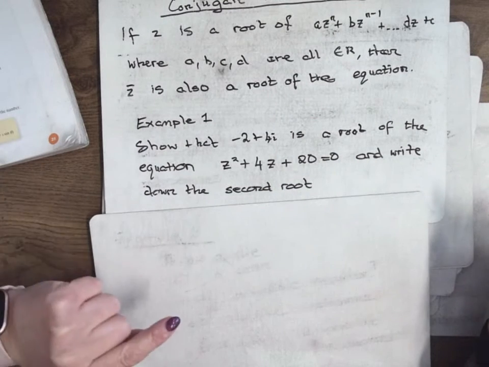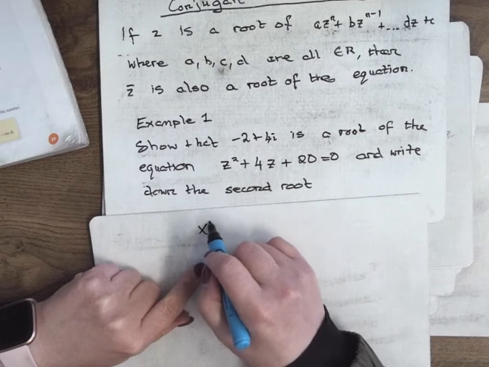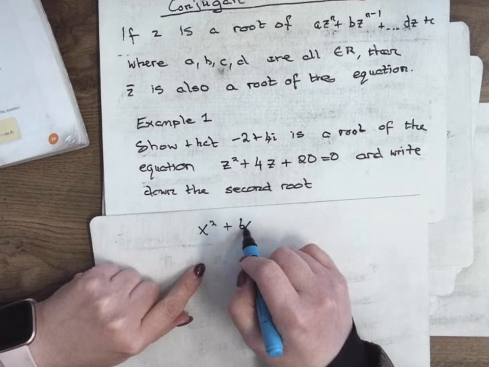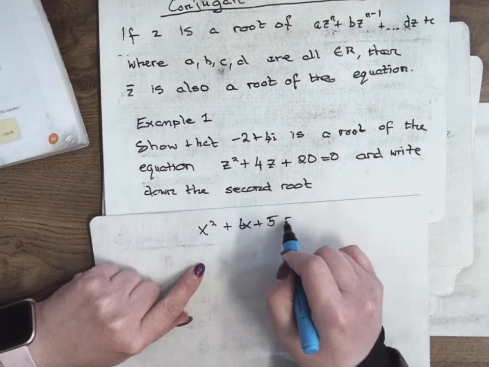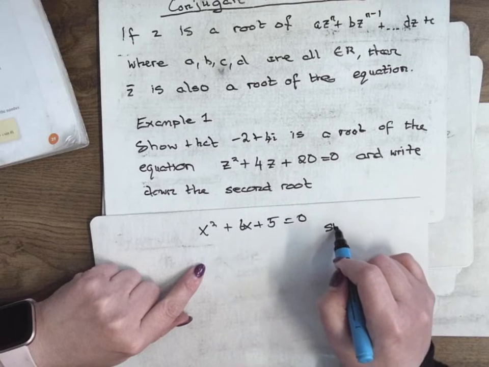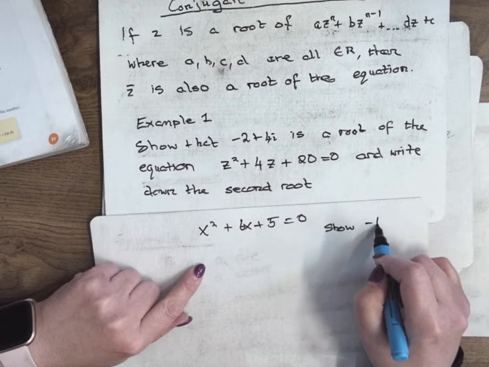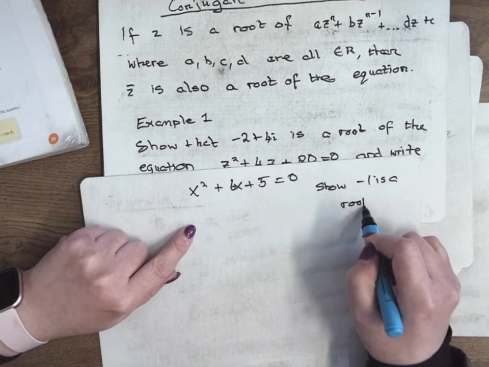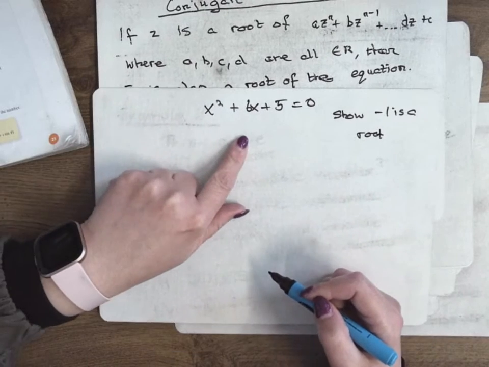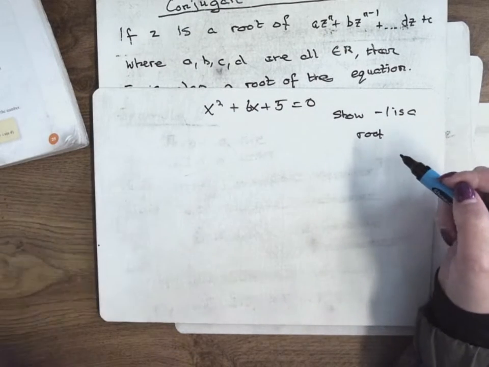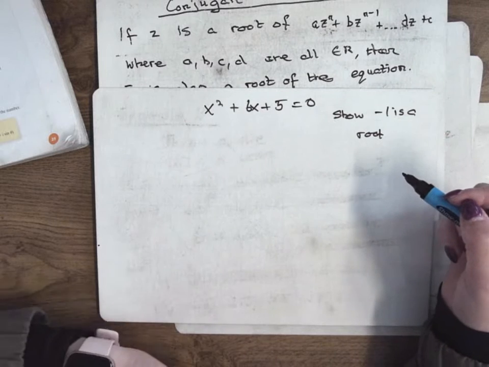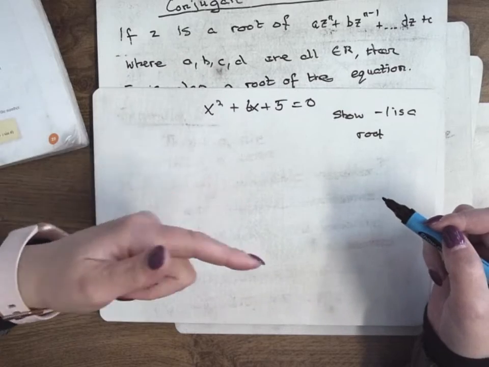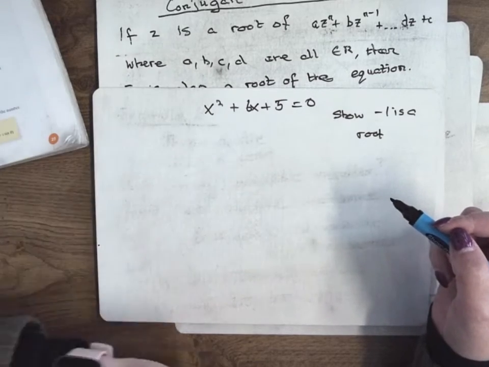Okay, so if I said, let's see, x squared plus 6x plus 5 equals 0, and I said show that minus 1 is a root, how would you do it? Before we got onto these imaginary complex numbers, if I just said show that minus 1 is a solution, how would you show me that? Everywhere you see an x, put in a minus 1, and you'd end up with 0 equals 0, yeah?